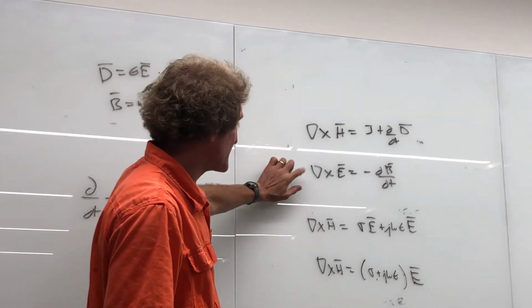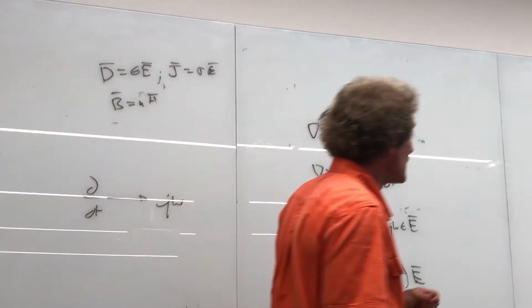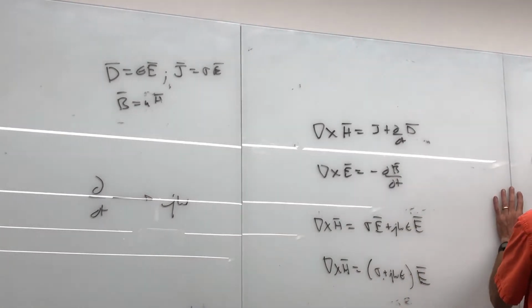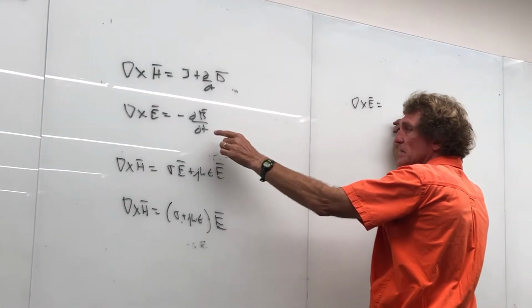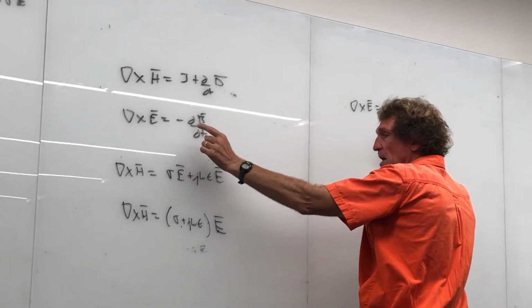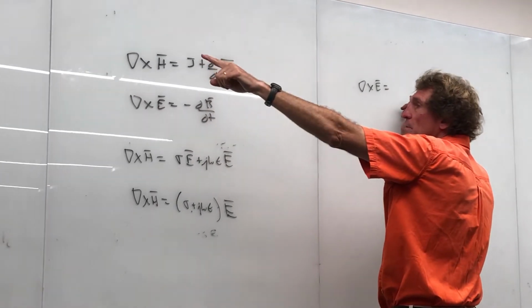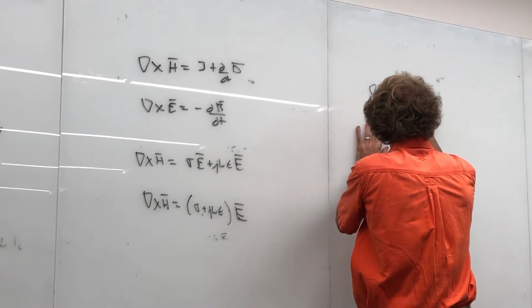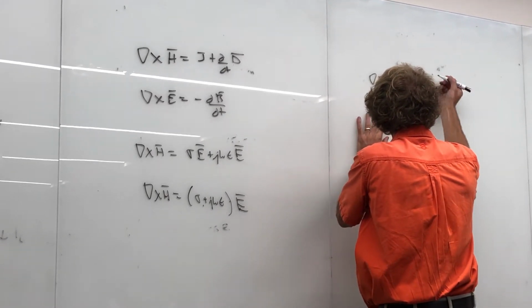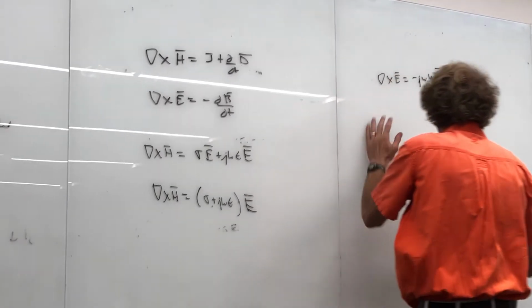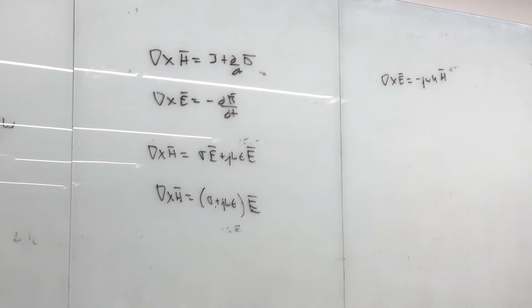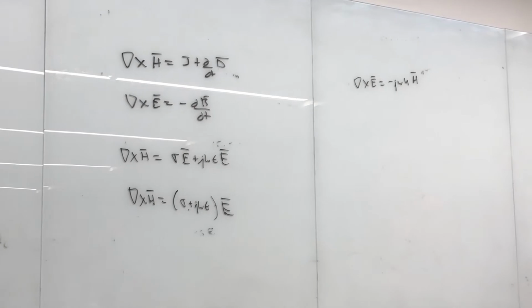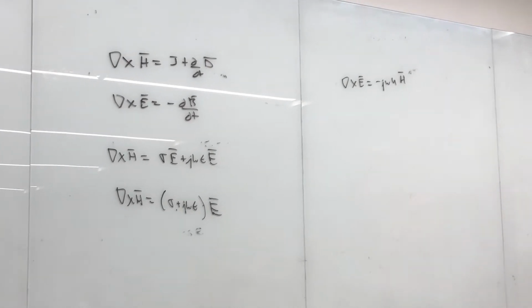Now I'm going to work on the second one right here, curl of E. Curl of E will be equal to minus dB/dt, which is minus j omega, and then B will be replaced by mu times H. So it's minus j omega mu times H. I'm just taking Michael Faraday's law of induction and taking it into the phasor form.